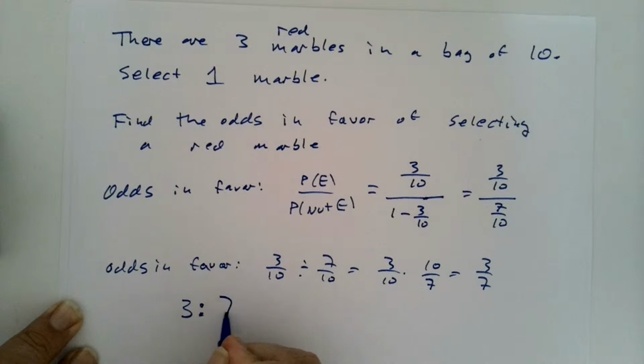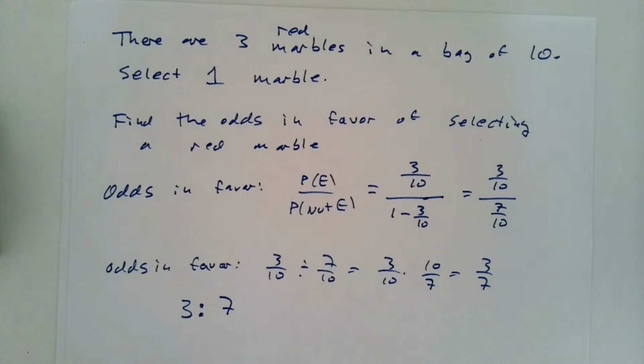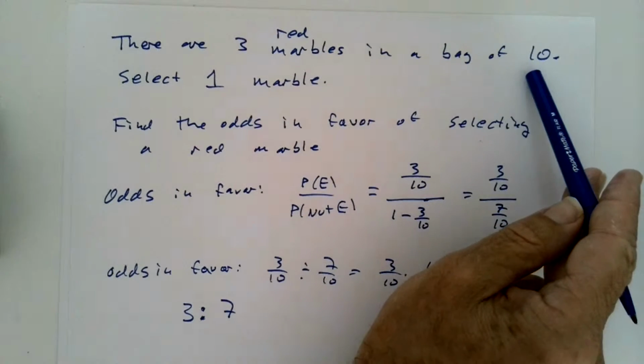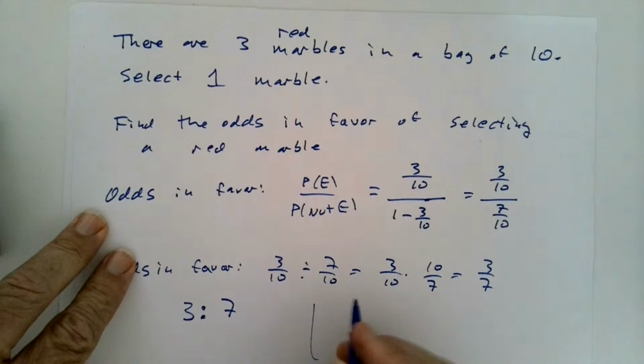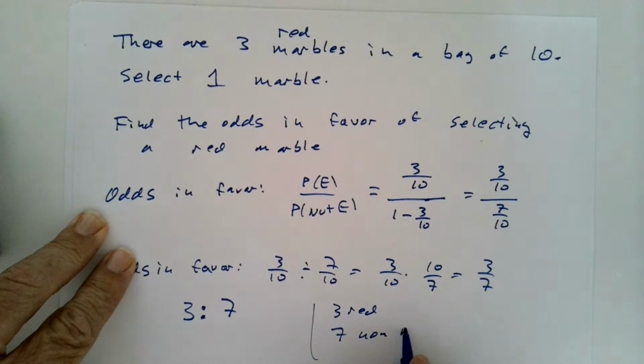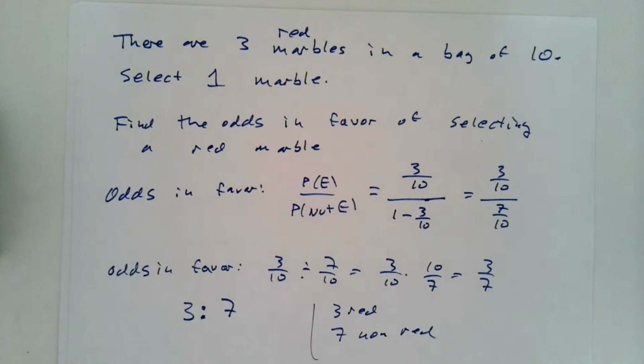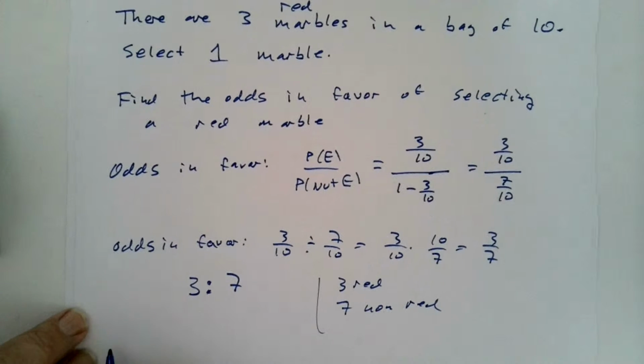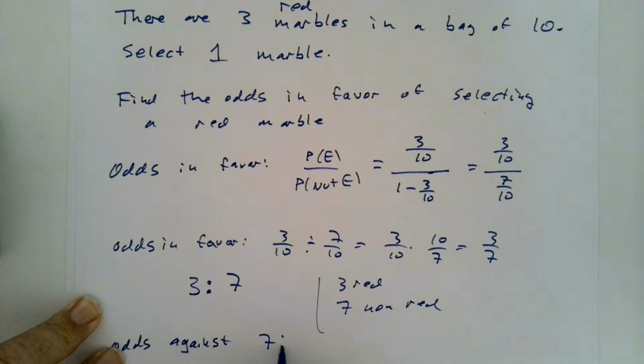Now that shouldn't surprise you. What did we say was in the bag? 3 red marbles and 7 non-red marbles. So there's how your odds reflect your probability. 3 good ones, 7 bad ones. 3 to 7 would be your odds in favor. The odds against, of course, would just be 7 to 3.